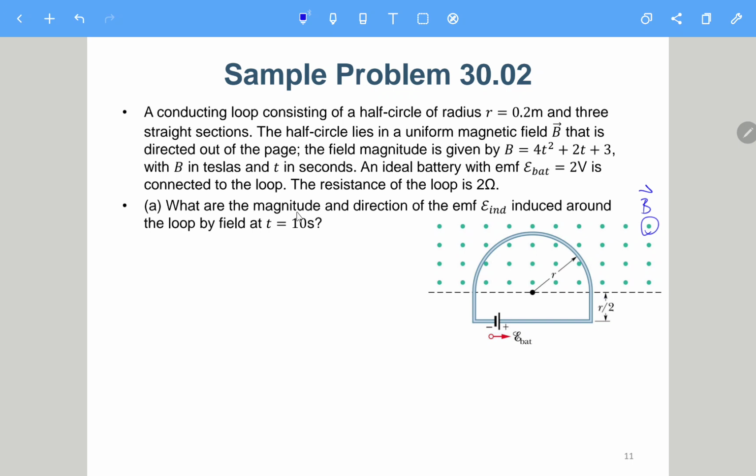Okay, what are the magnitude and direction of the EMF induced around the loop by the field at t equals 10 seconds. Okay, for different time the EMF is different. You can expect the derivative of it will still depend on time, and then you substitute different time moments, and then this value will be different. Okay, so it asks you what is the induced EMF at t equals 10 seconds.